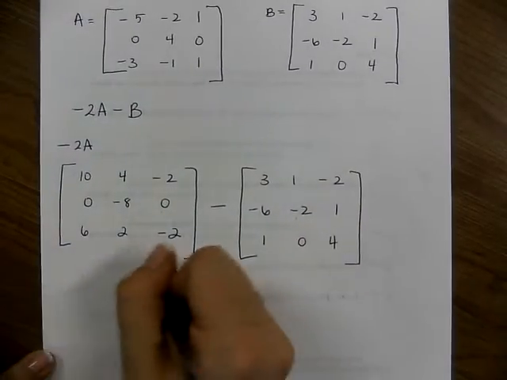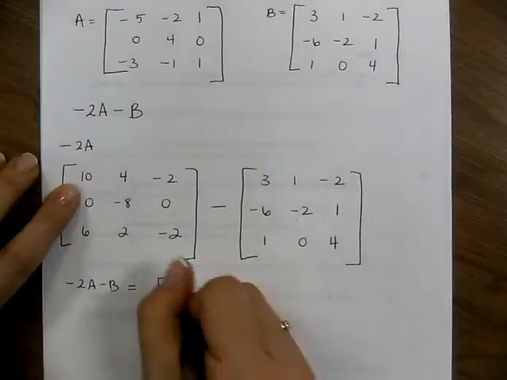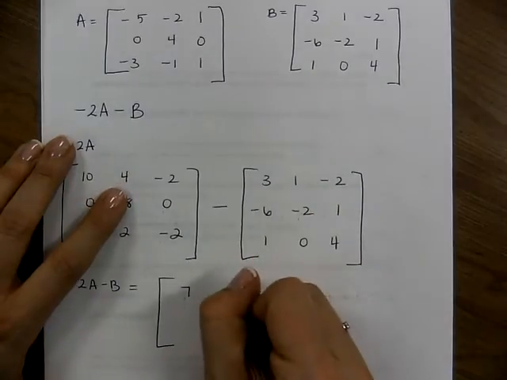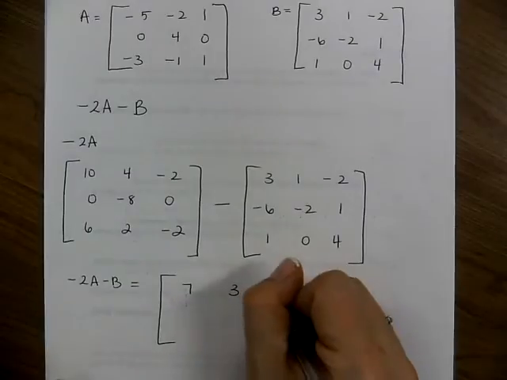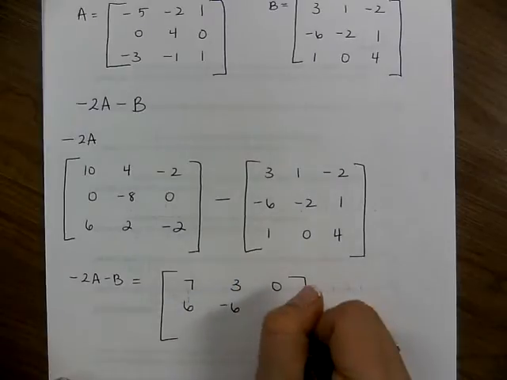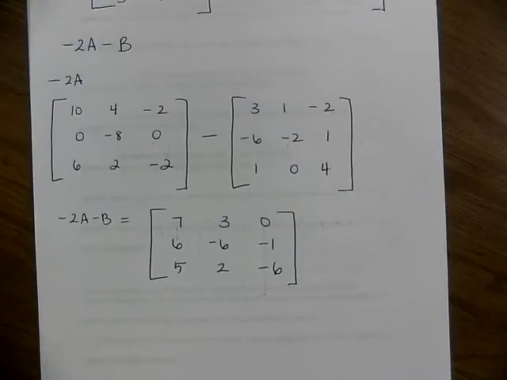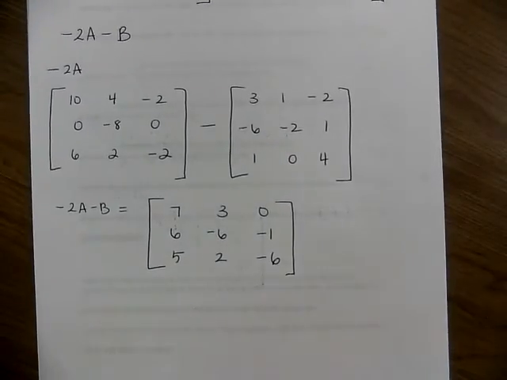It's up to you. Okay, so negative 2a minus b is going to look like 10 minus 3, so 7. 4 minus 1. Why don't you do it? I'll do it. We'll compare. How'd you do? So far so good. Any questions before we move on to the next one?